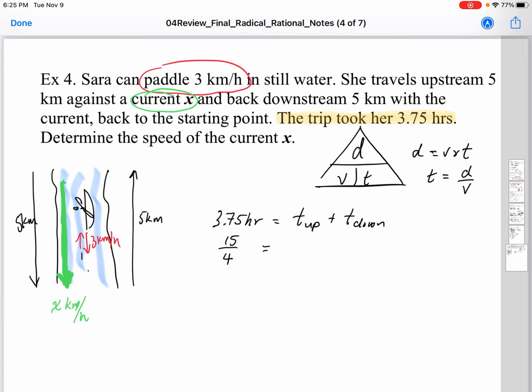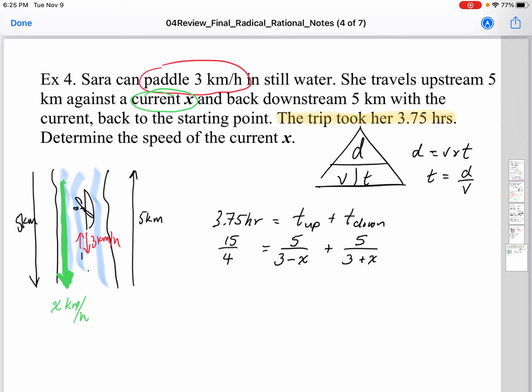I want time upstream. So the distance upstream is 5 kilometers. Now, if I'm going upstream, I'm going against the current. So I'm going to have my paddling speed, but it's going to be working against the current. So my velocity is going to be 3 minus x. Then I do the same thing for my time downstream. My distance downstream is 5 kilometers. My paddling speed is 3 kilometers per hour, but now I'm going with the current, so I'm going to add the current to my velocity. That gives me my distance divided by velocity expression for up and down.